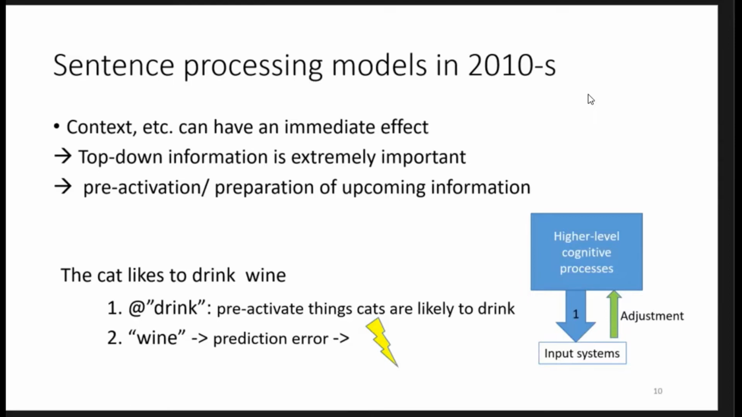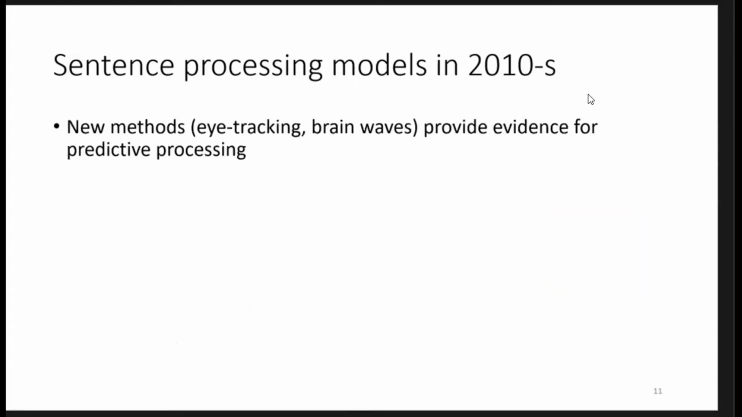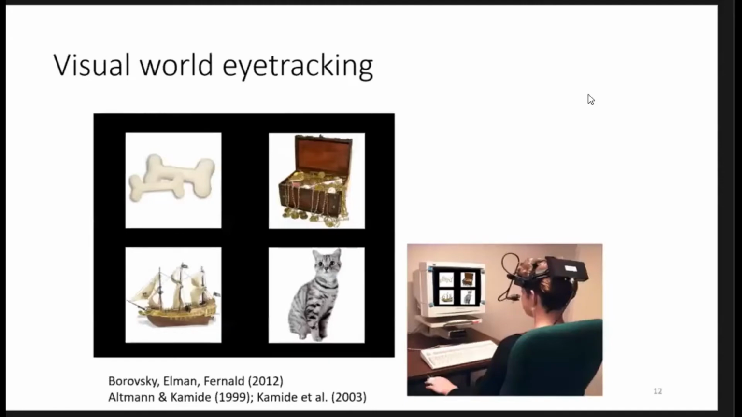So that was a difference in thinking, and it was also encouraged by these new techniques. Those are not new by now, but around the turn of the century, they were very new, that convincingly showed that, yes, we can anticipate what comes next in the written or auditory input. So one prominent technique in this field is visual world eye tracking. This is a paradigm from Ariel Borovsky.